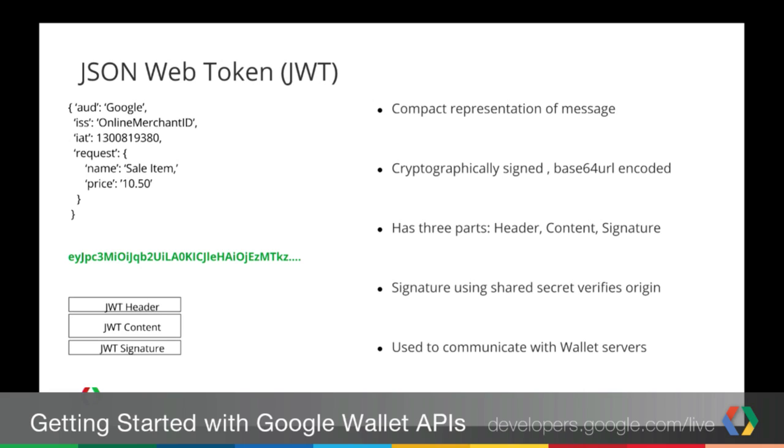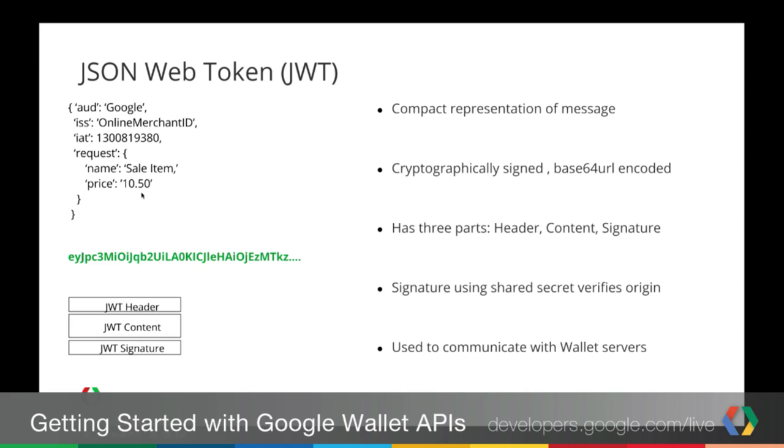An important concept that is applicable to both APIs is the JSON Web Token, short form JWT, or it's pronounced "jot". And what is a JWT? It's a compact representation of a message. It's a very nice way to communicate between your application and the Google server and transfer payment information back and forth. And what does a JSON Web Token look like?